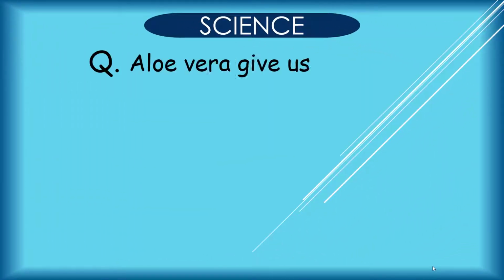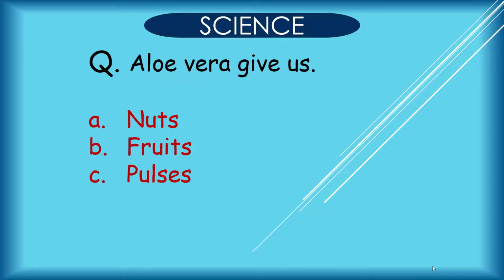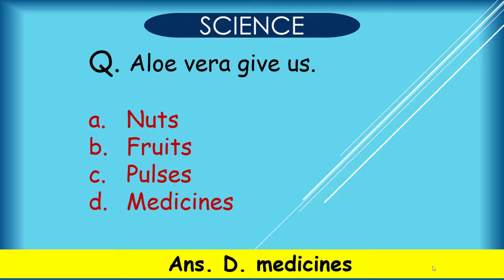Question: Aloe vera gives us A. Nuts, B. Fruits, C. Pulses, D. Medicines. Correct answer is D. Medicines.